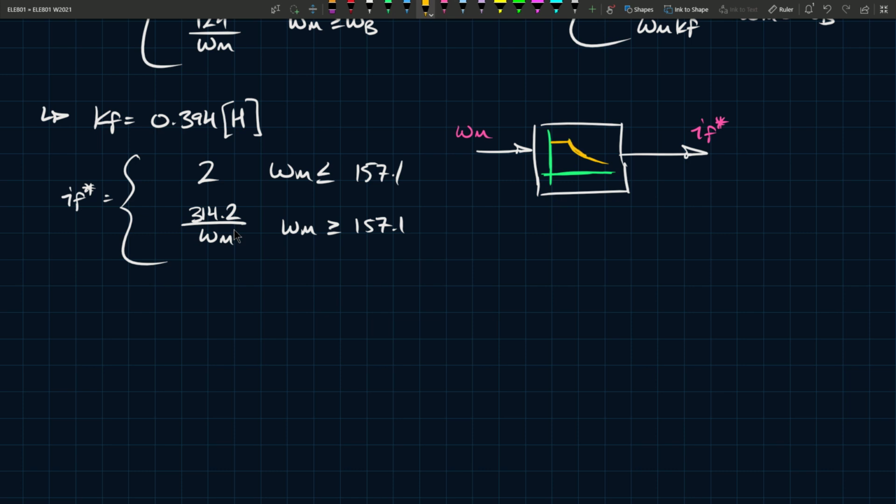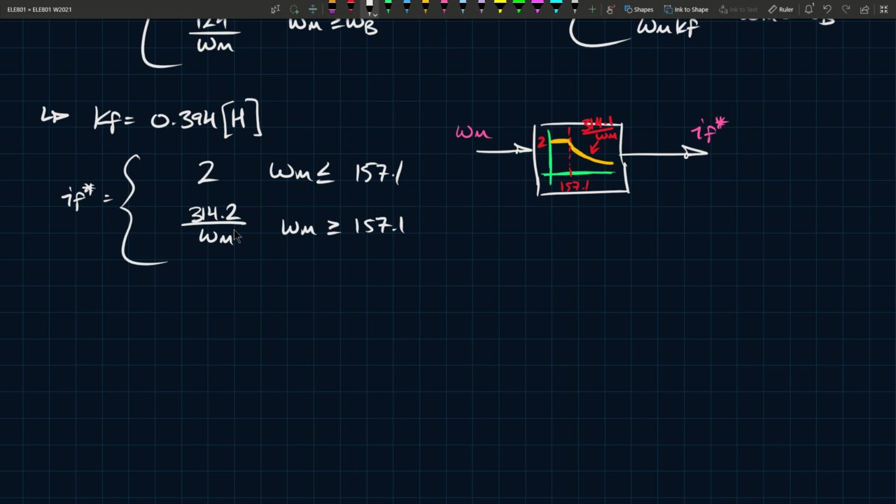This should be a sort of 1 over x type of drop, and you want to have that programmed in there. The base speed here is 157.1. This region here is governed by 314.1 divided by omega m, and this here is 2. So you want to program this, and that's how you generate IF star from omega m.